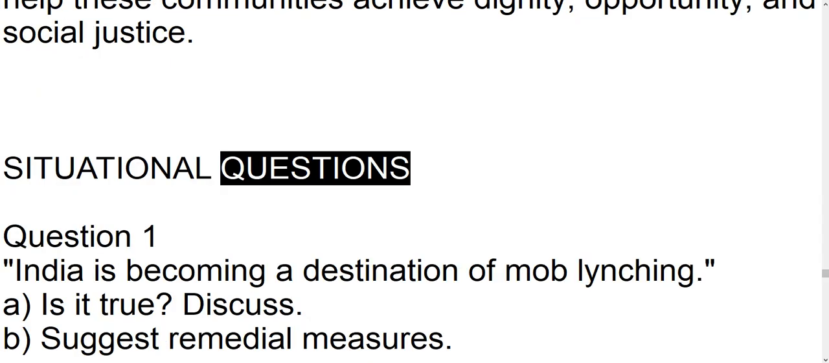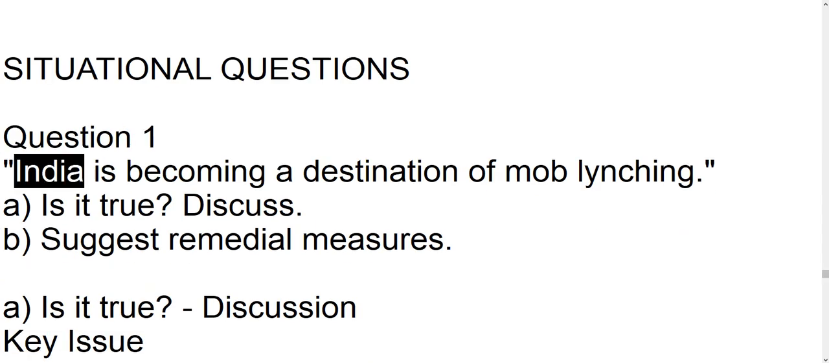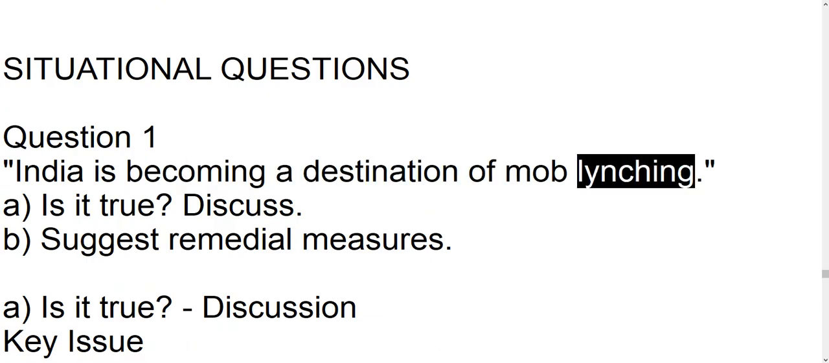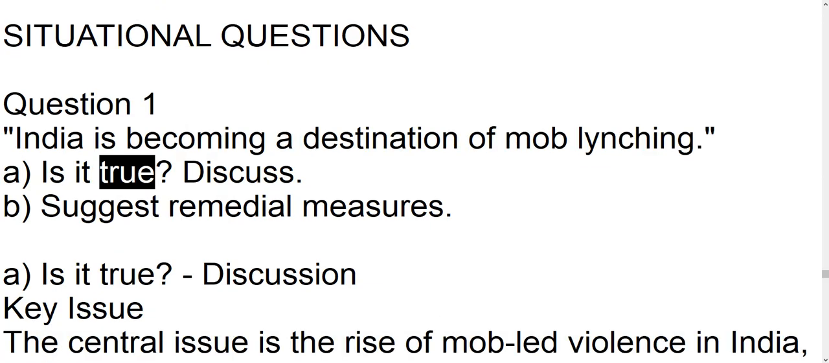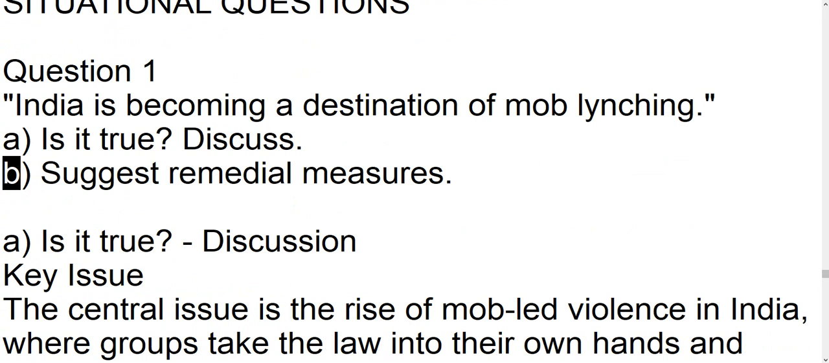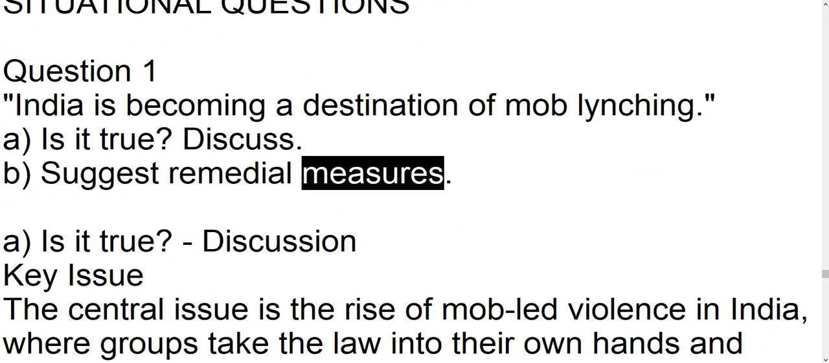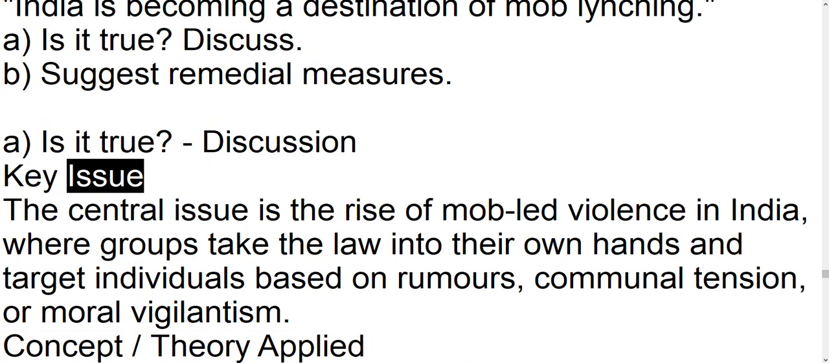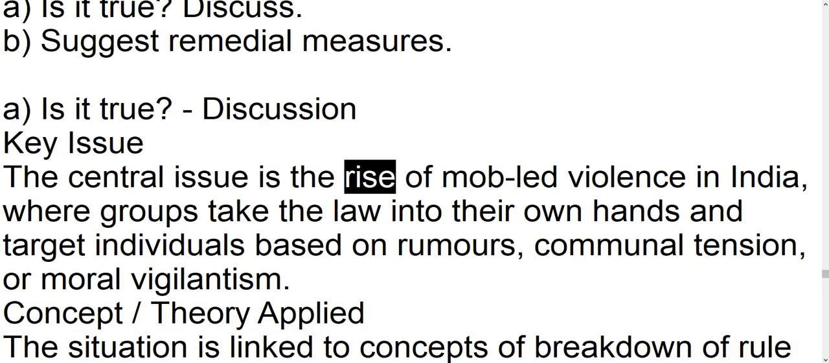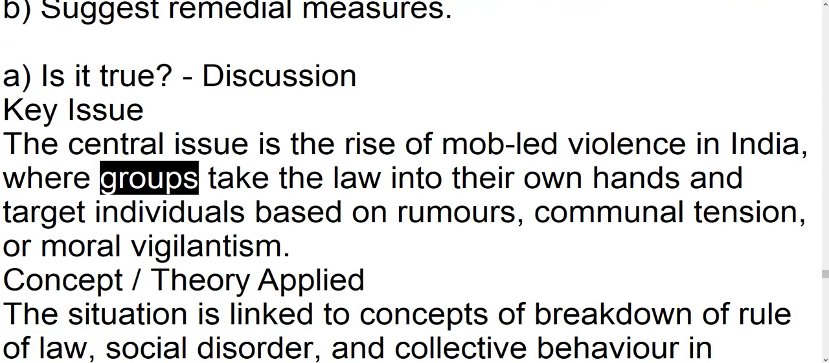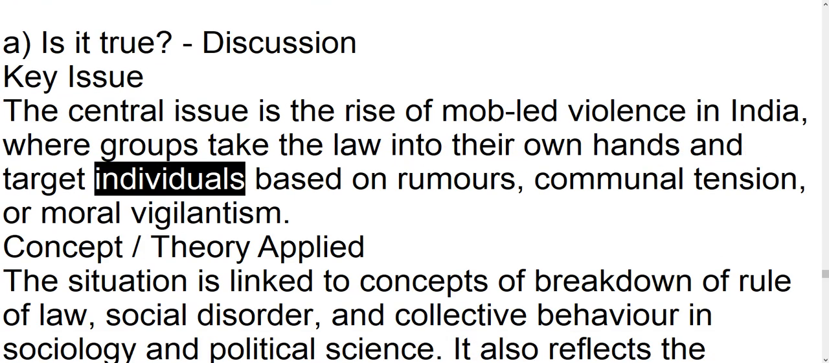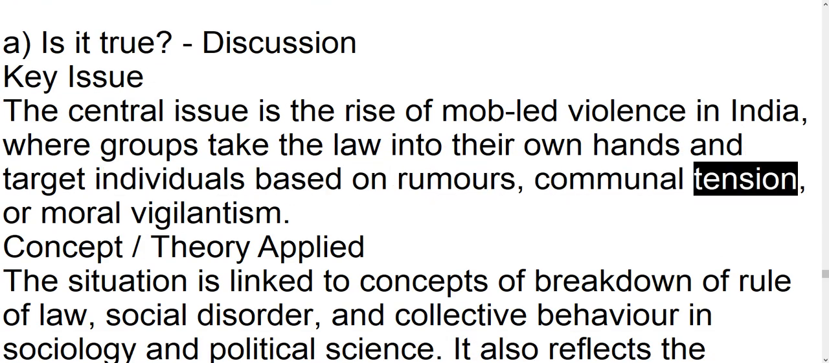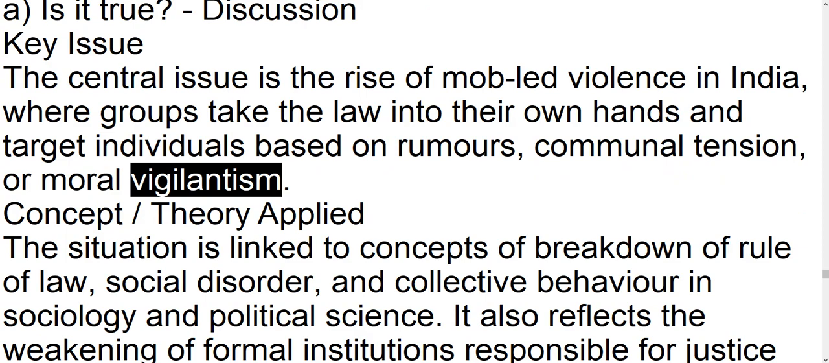Situational questions. Question 1. India is becoming a destination of mob lynching. A. Is it true? Discuss. B. Suggest remedial measures. A. Is it true? Discussion. Key issue. The central issue is the rise of mob-led violence in India, where groups take the law into their own hands and target individuals based on rumors, communal tension, or moral vigilantism.